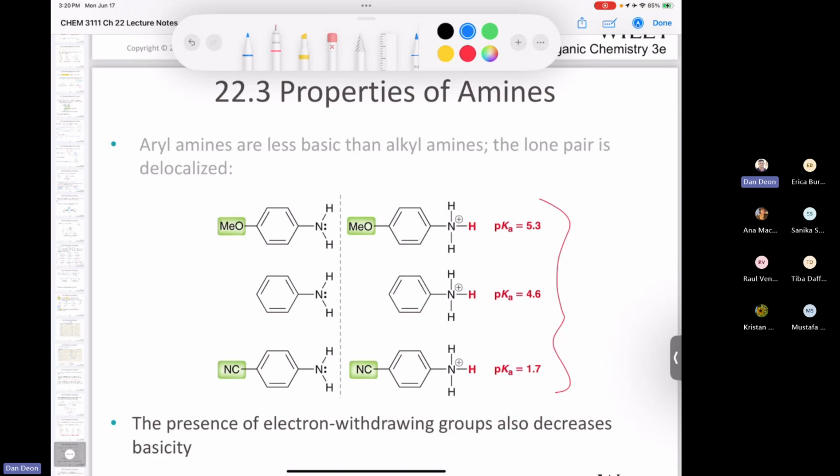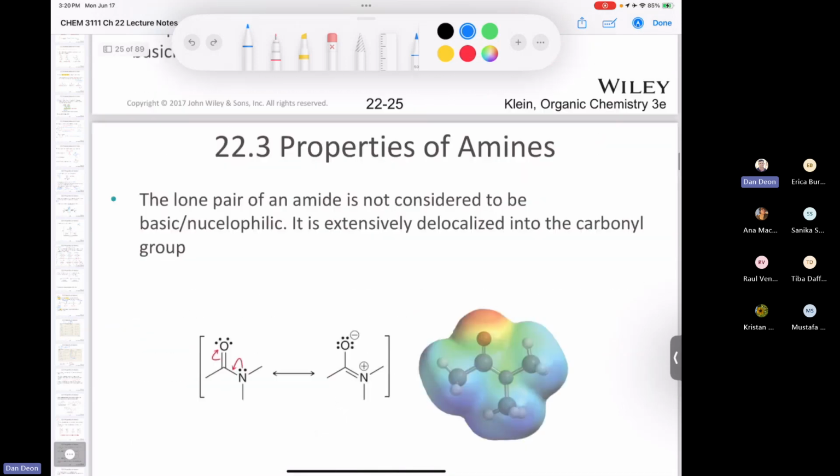But you see that you can mitigate or moderate it by changing the group that you put on the ring. So if you have an electron donating group like a methoxy group, that's going to make it more basic. So therefore, the conjugate acid is going to be a weaker acid. But if you have an electron withdrawing group like a nitrile, that's going to make it a weaker base. So you end up with a stronger acid in the end. So make sure you're aware of that effect.